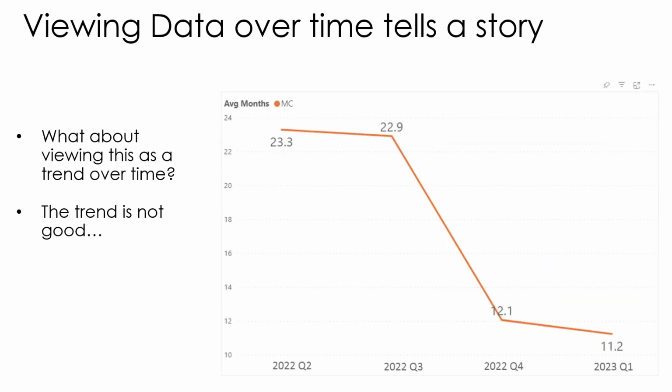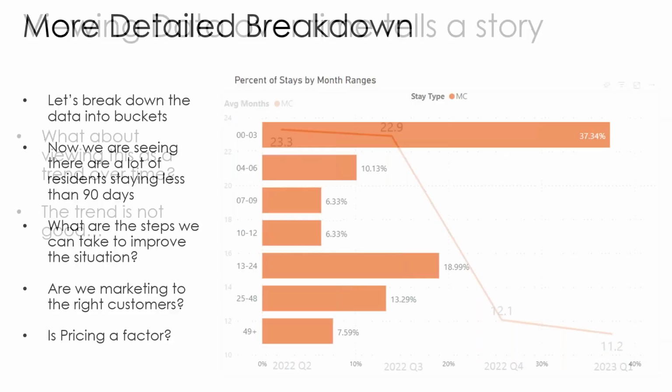So viewing the same data over time tells a story. Now we're looking at that same metric, length of stay, and we're seeing it's actually a pretty bad trend. A year ago we were averaging almost 2 years of stay. Now we're down to less than a year. Looking at just that snapshot, as a leader, you may not know if it's good or bad. So seeing the same kind of data over time is a really important aspect of looking at data.